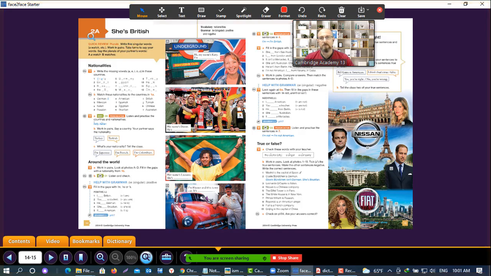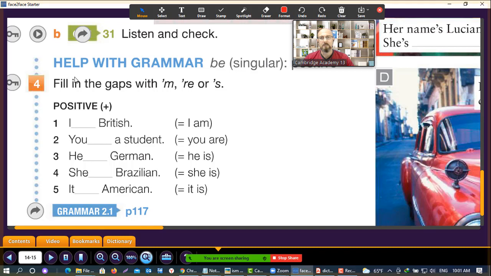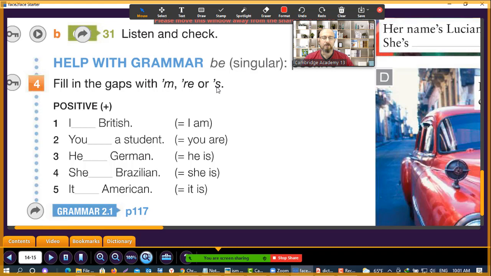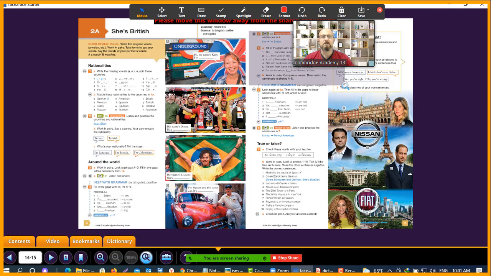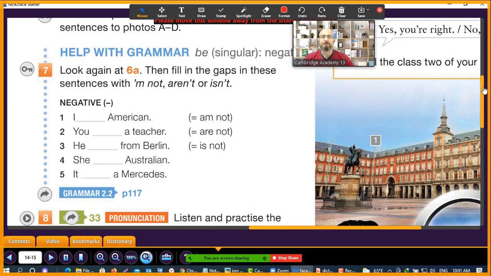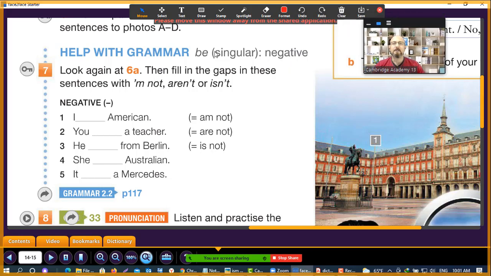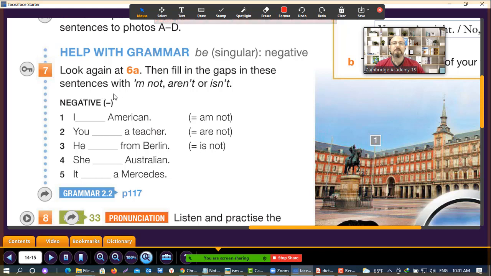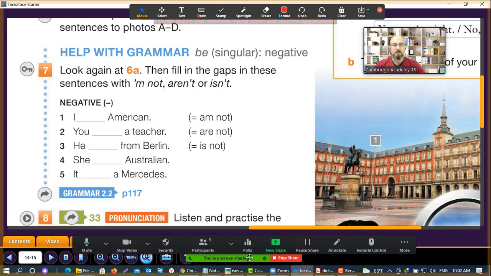Okay, so we started 2A and we studied exercise number 4, contraction am, contraction are, contraction is. And we had exercise number 6. We finished exercise number 6 together, right? Okay. Now exercise number seven. Here, fill in the gaps in this sentence with am not, aren't, or isn't.